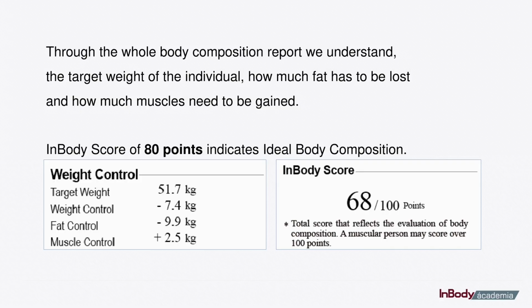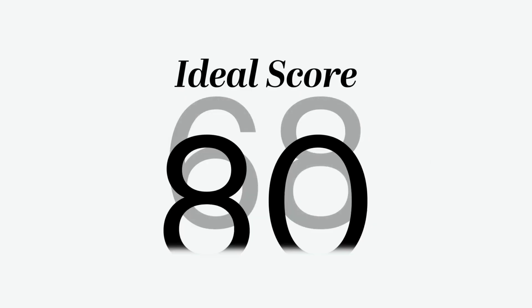In case someone has a score less than 80, there's a formula through which we calculate it. If you see the slide specifically, the fat control is minus 9.9. Minus 9.9 indicates that 9.9 kg of fat has to be reduced. While the muscle control indicates plus 2.5, which indicates that this person needs to gain 2.5 kg of muscle. If we round off, 9.9 rounds to 10 and 2.5 rounds to 2, so 10 plus 2 is 12. 80, which is our ideal score, minus 12 comes down to 68. So that is how we are calculating our InBody score.